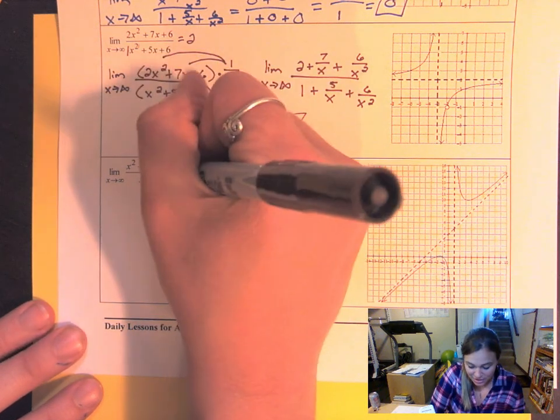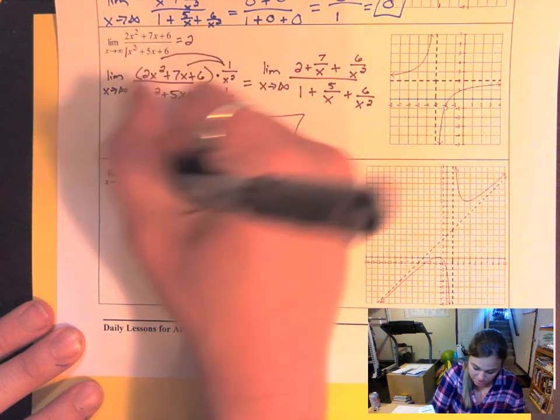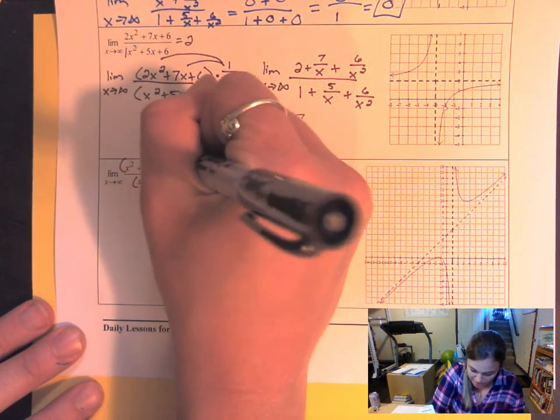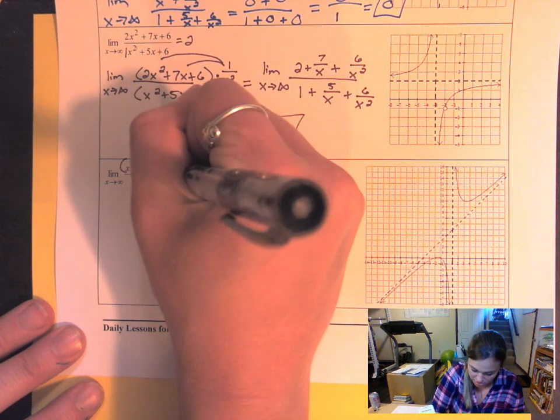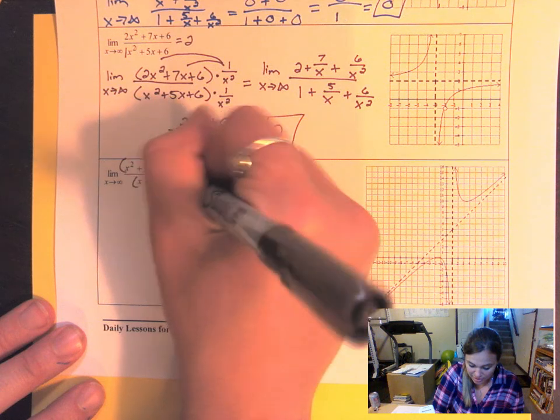Let's try. So I'm going to say the limit, I'm going to multiply by 1 over x in the numerator, 1 over x in the denominator.